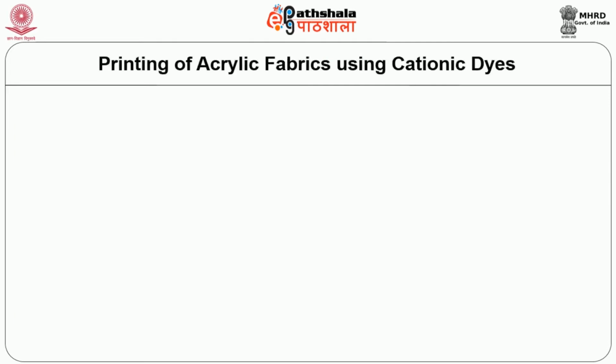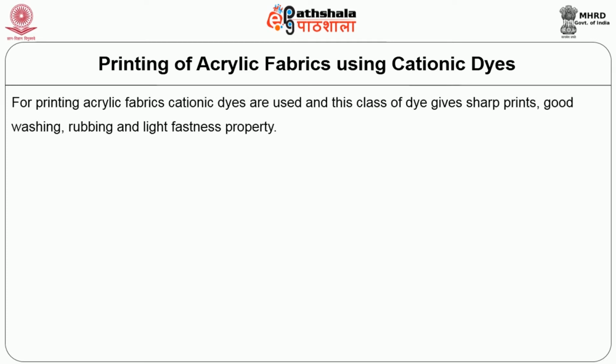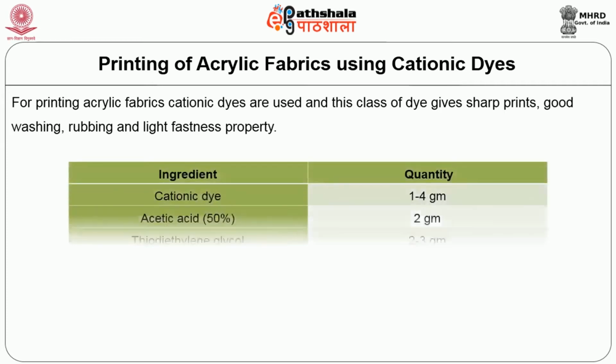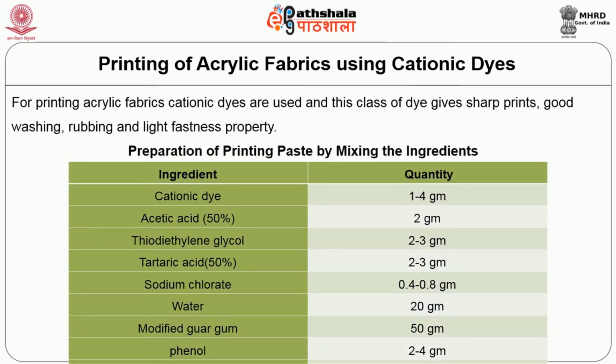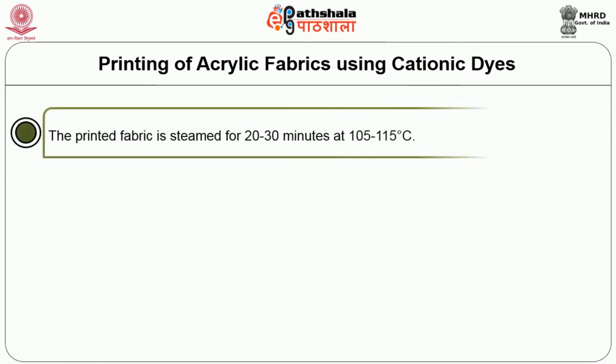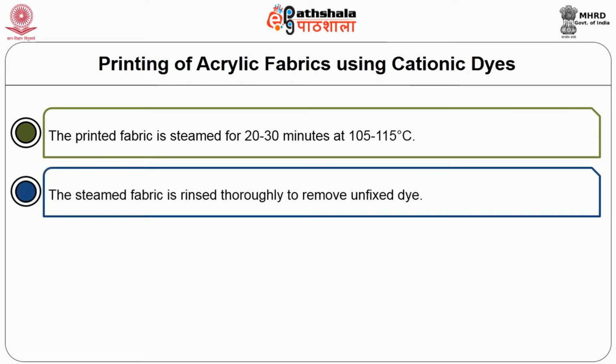Printing of acrylic fabric using cationic dyes. For printing acrylic fabrics, cationic dyes are used, and this class of dye gives sharp prints, good washing, rubbing and light fastness property. The printing paste is prepared by mixing the ingredients shown in table 9. The printed fabric is steamed for 20 to 30 minutes at 105 to 115 degrees centigrade. The steamed fabric is rinsed thoroughly to remove unfixed dye.